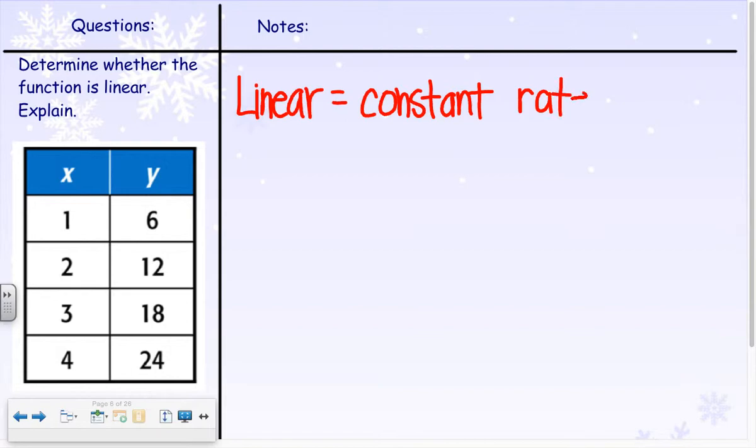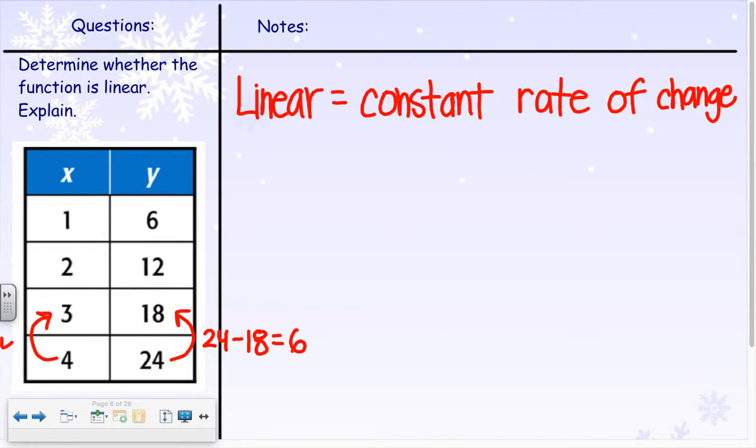All right, determine whether the function is linear. So you know that something is linear if there is a constant rate of change. Again, I'm going to start at the bottom of my table. So 24 minus 18 would give me 6. 4 minus 3 gives me 1. So my first rate of change is 6 over 1.